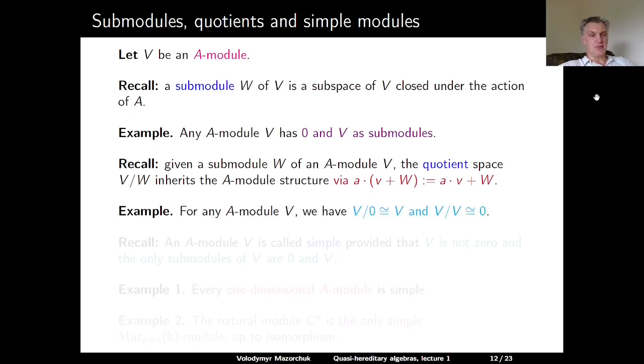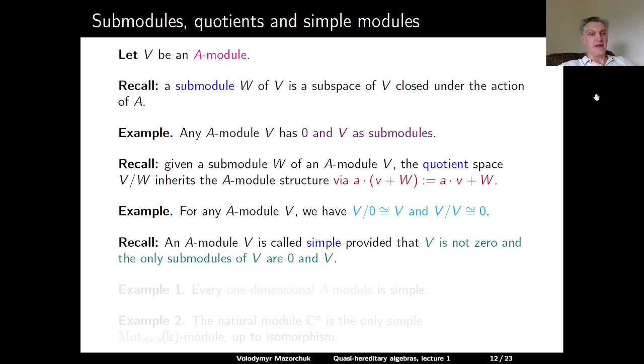Here is a trivial example. For any A-module V, we have the 0 submodule of V, and the corresponding quotient of V modulo 0 is isomorphic to V. And we also have the trivial submodule V of V, and if we take the quotient of V modulo V, we will get the 0 A-module.